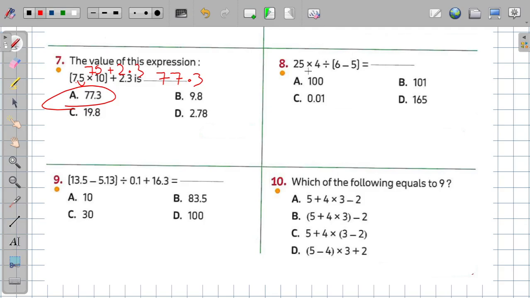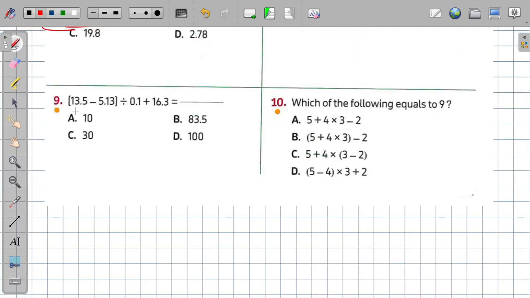25 multiplied by 4 divided by 6 minus 5. So let's do what's inside the parentheses first. So I have 6 minus 5 equals 1. And 25 multiplied by 4 equals what? Equals 100. So it will be 100 divided by 1. So it will be 100.